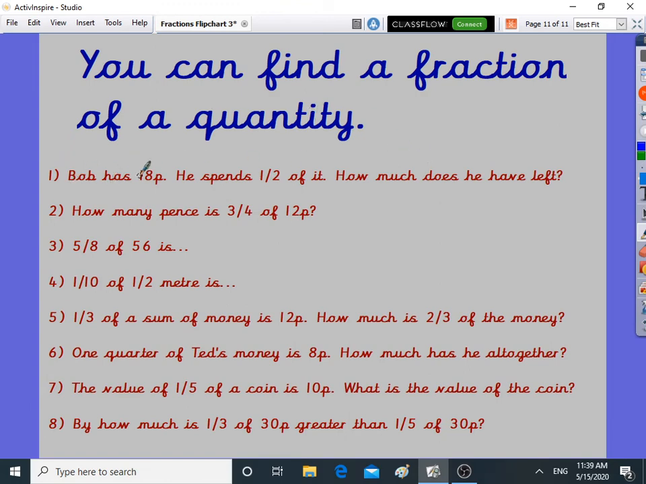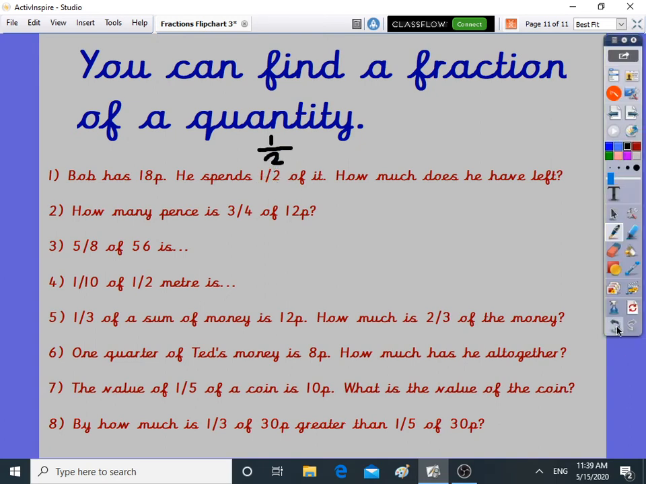So number 1, Bob has 18p. He spends half of it. It's another way of writing half. Sometimes the line's like this. On a computer you might see 1 and the line like this and 2. It still means 1 divided by 2. He spends half of it. How much does he have left?